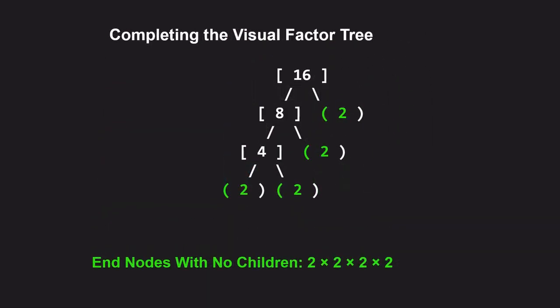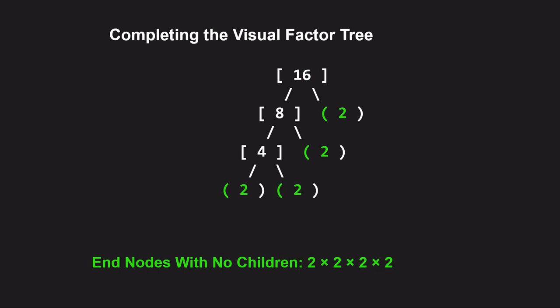We repeat this branching process down the line. The node 8 breaks open into 4 and 2. Then the remaining parent node 4 splits into its final terminal pair, 2 and 2, because every single ending branch now finishes at a prime number. Our visualization tree is fully complete.